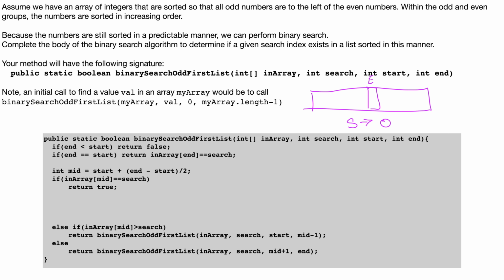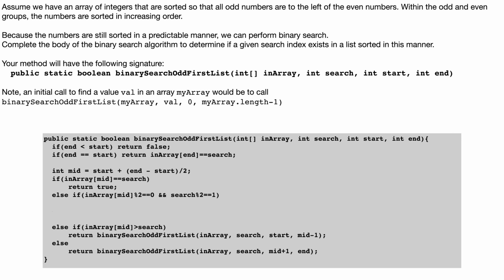what do we know? Well, we know that all of the odd numbers are to the left of the even numbers. So that means that if the search value exists, it must be in this part, right? And if it's the other way around, that this is odd and this is even, then we know that it must be in this bit if it exists. So let's add those two conditions, right?